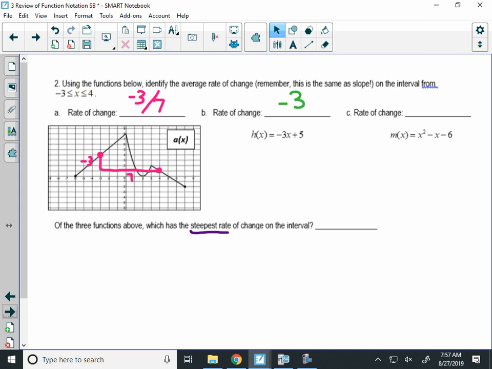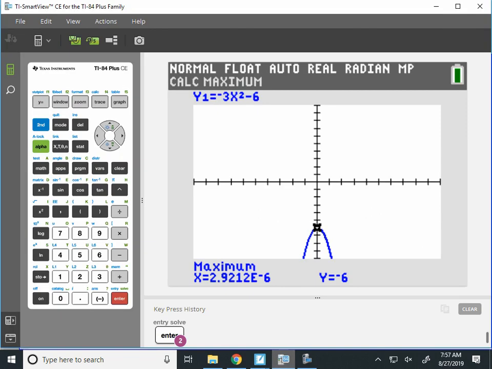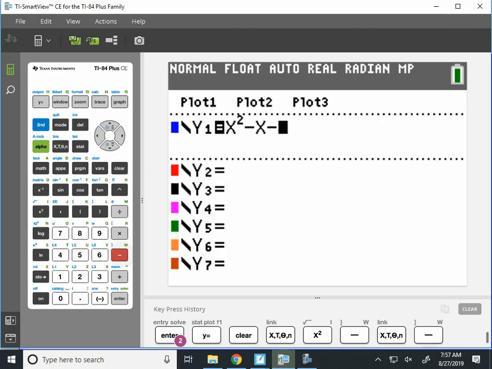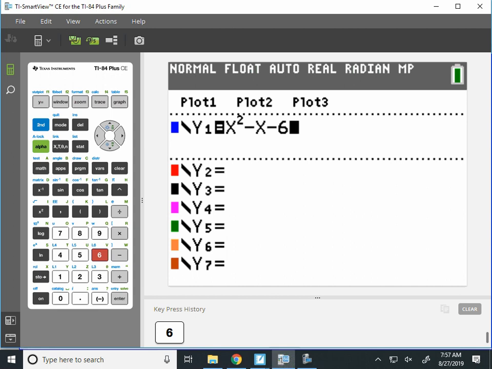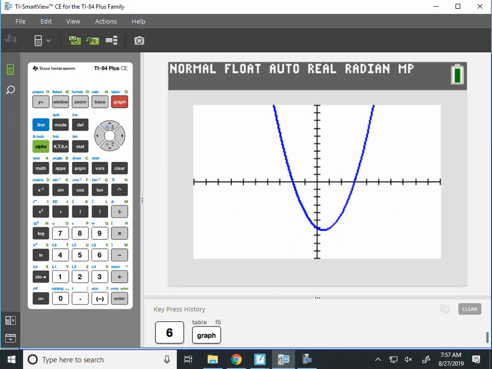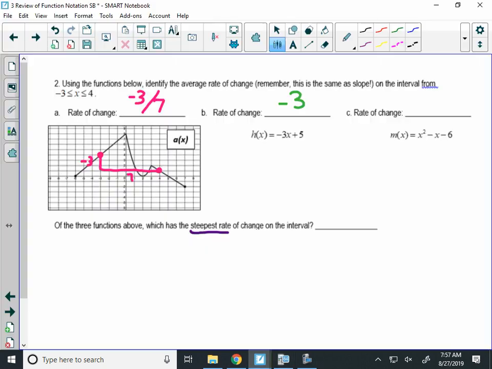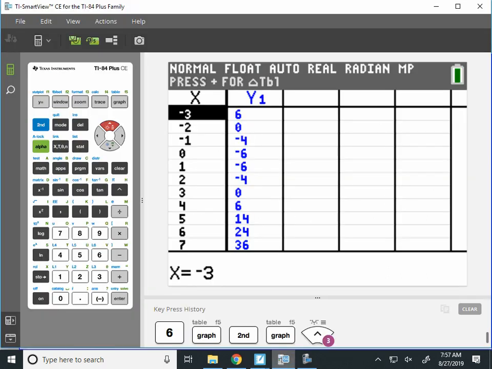Let's make a table on our calculator, find some ordered pairs, and use the slope formula. So we'll do x squared minus x minus 6. So here's the picture, so you see it. Let's go to the table. I want to find the rate of change from x equals negative 3. So negative 3, 6 is one ordered pair we're going to use. And then to 4. And 4, 6 is the ordered pair.